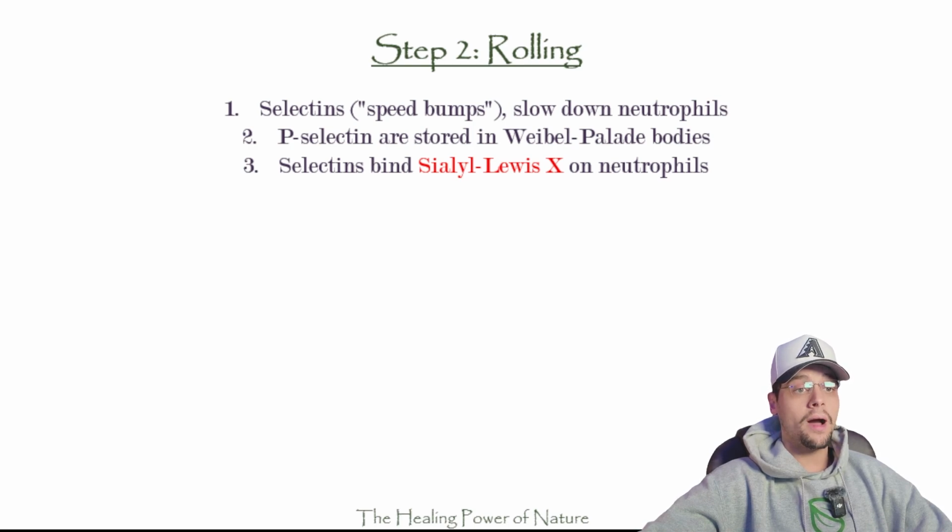Sialyl-Lewis X is a carbohydrate structure on neutrophils that binds P-selectins and E-selectins. This interaction creates transient bonds, leading to characteristic rolling motion along the vessel wall. In leukocyte adhesion deficiency type 2, LAD2, defective Sialyl-Lewis X prevents neutrophils from interacting with selectins.